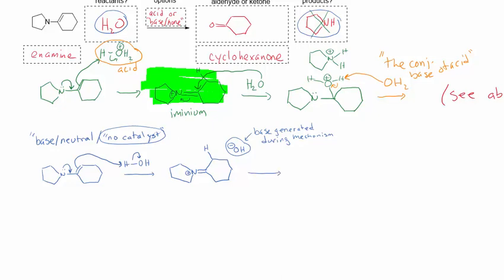From here, this hydroxide is available to act as a nucleophile. And when it does, that creates the new carbon-oxygen sigma bond. It gives the nitrogen back a lone pair, and so we have a fully neutral structure, and this is the hemiaminal structure.